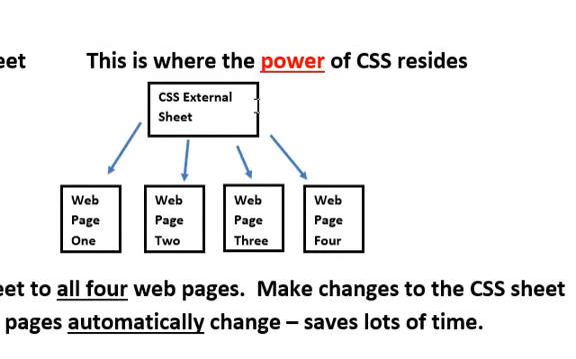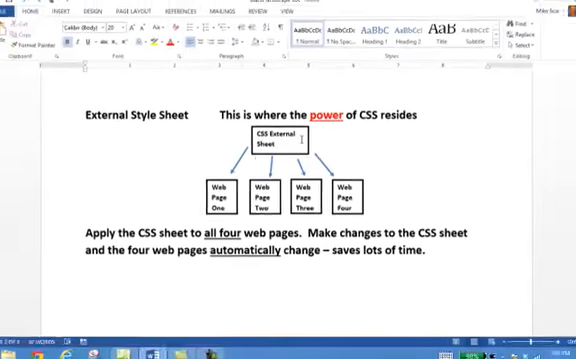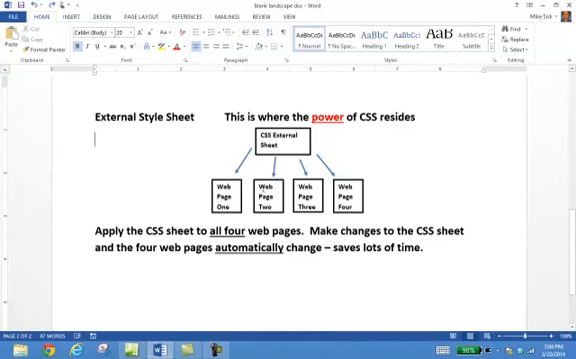You'll see right here where I've got a little diagram where I've got an external style sheet. It may say make all the pages have a blue background, make all the pages have a certain font, make all the paragraphs be double spaced. And you can apply the sheet to as many web pages as you want to in your site. It could be 104 pages instead of 4 pages.